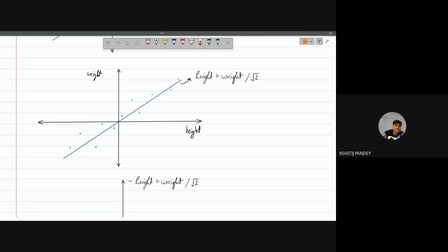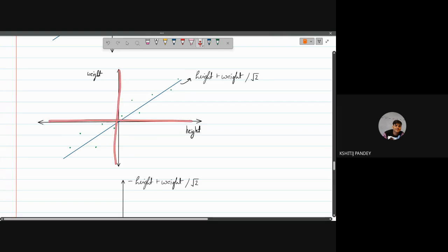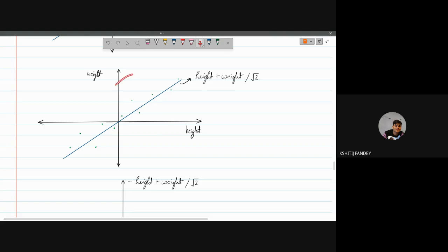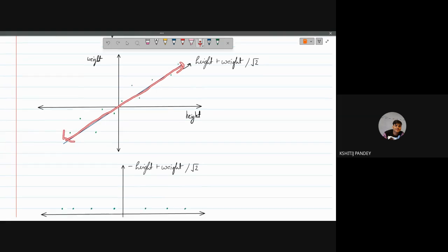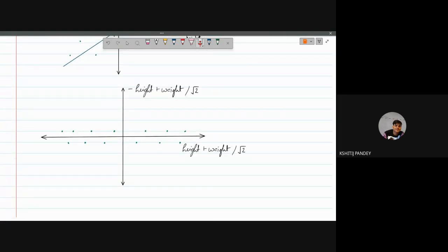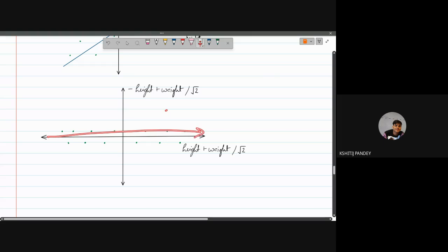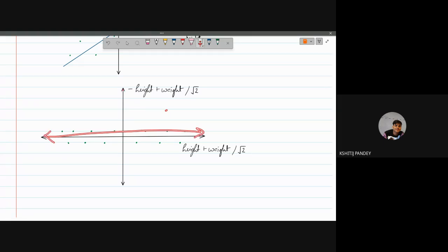Now let's do one thing. Right now we are in the coordinate system of height, weight. Let's forget these two axes, and let's make this your x-axis. Let's rotate, so now this becomes your x-axis, and the perpendicular axis will be this. What's the purpose of this?